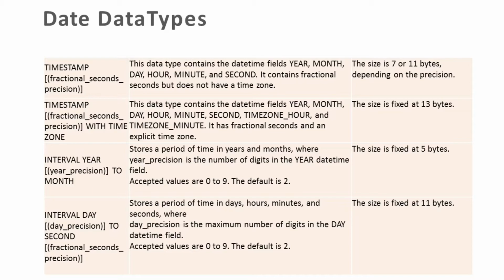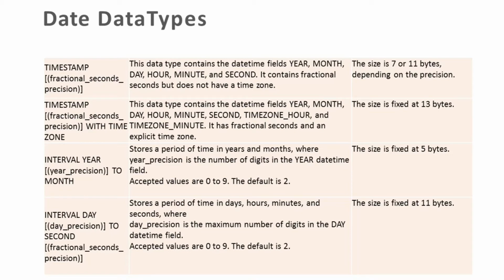The first one, the timestamp, will contain the year, month, day, hour, minute and second, and will also contain the fraction of seconds, but you will be missing the time zone. So when you want to see a time zone in your application, which might be a completely global application, for example, then you need to go ahead with the timestamp with time zone, where the time zone hour and time zone minute will be represented. Again, it will have fractional seconds.